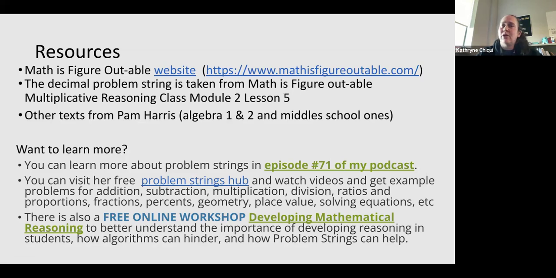I wanted to do a fraction one. I know one of you guys said you wanted fractions. Time went by really, really fast. And they have addition, subtraction, multiplication, division. They have proportional reasoning ones. They have percents. They have a variety of problem strings. Yep, measurement's a really powerful one to do it with, Jill.